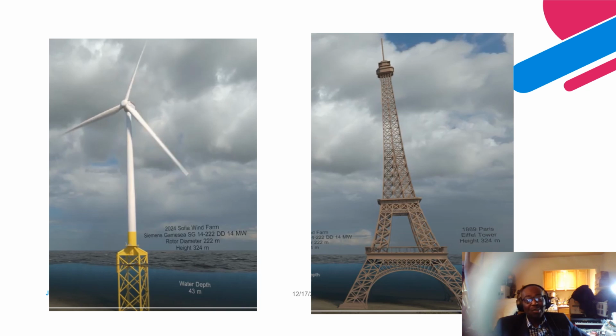Basically, as you can see, all these are giant structures. Comparing them with the Eiffel Tower, you can see that these giant structures are getting closer to the Eiffel Tower. The Eiffel Tower has a height of 324 meters. So the height of the latest wind turbine, the 14 megawatt, is quite close to the height of the Eiffel Tower.